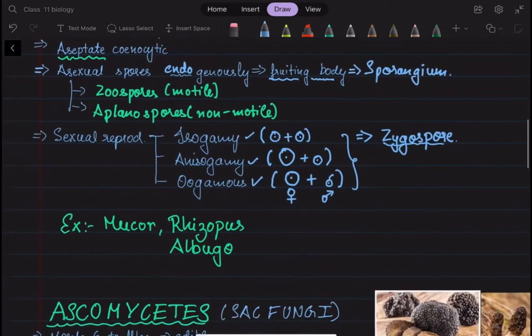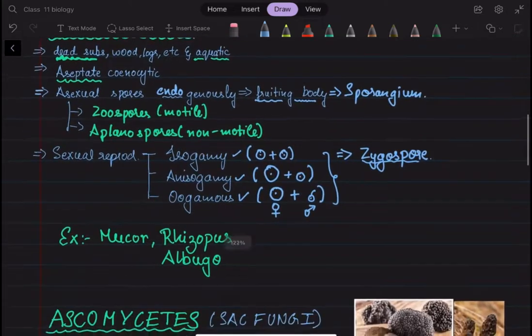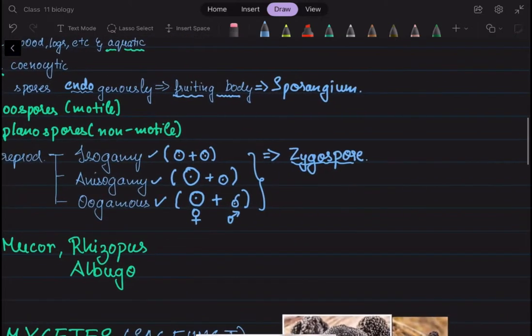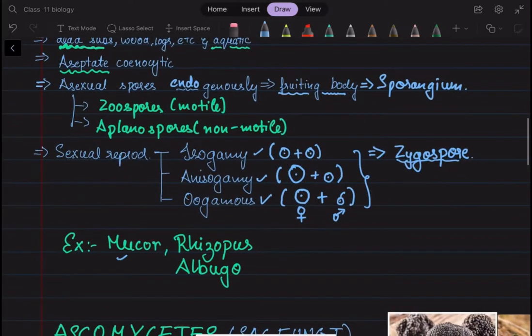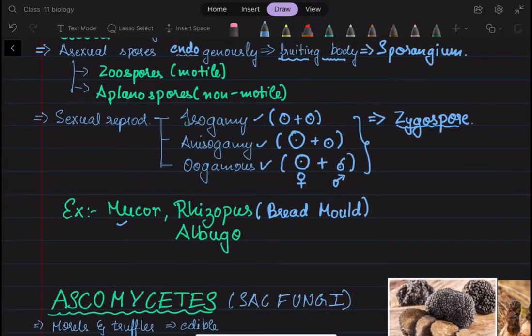Now coming to the important examples of phycomycetes: Mucor is one example, and Rhizopus, which we famously know as bread mold, and one more that is called Albugo, and this Albugo is a parasite present on mustard.